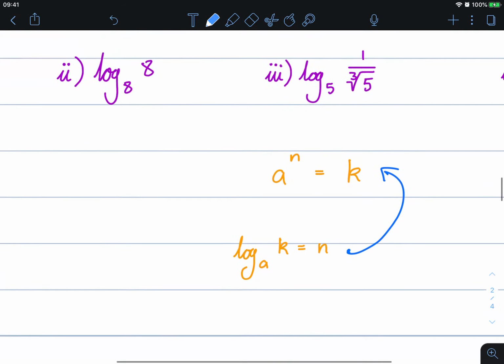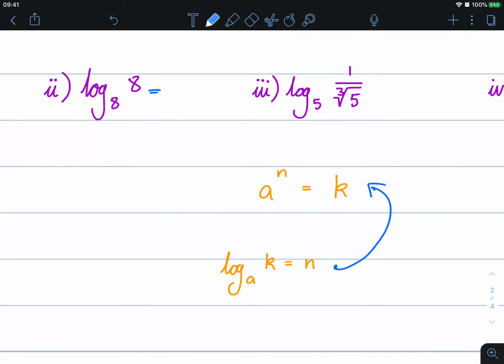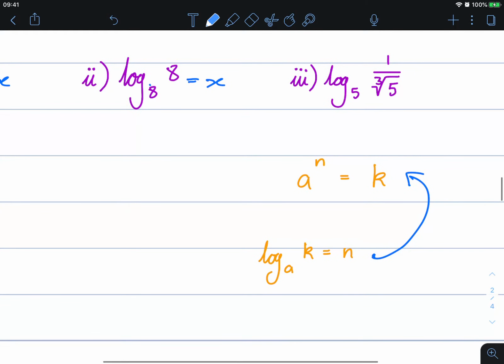Same case here, you can actually just let this equal x. This becomes 8, so following this again, this becomes 8 to the power of x equals 8. And by observation, x is equal to 1. So this must equal 1.